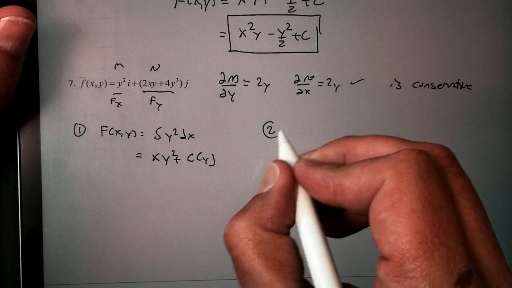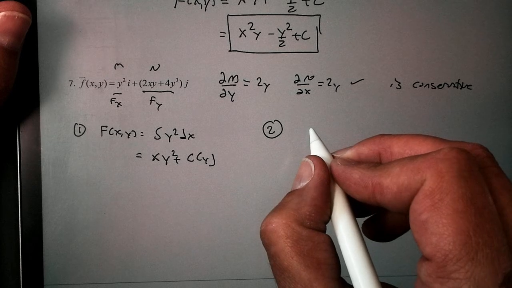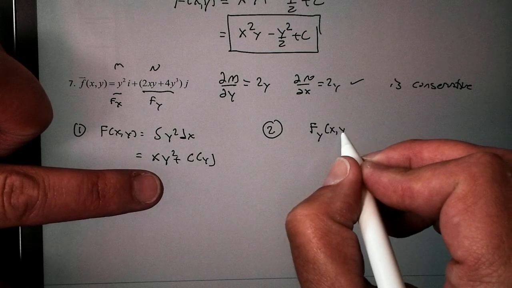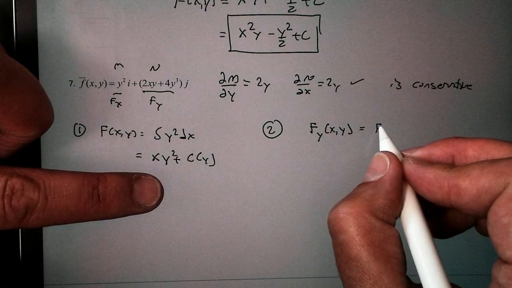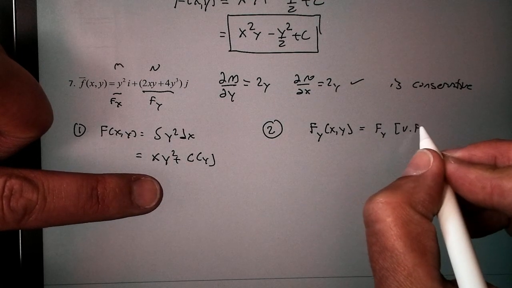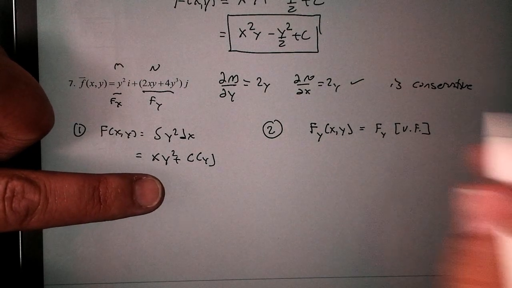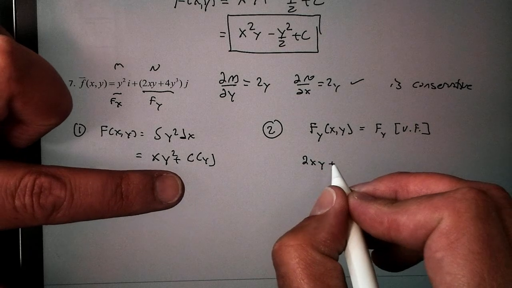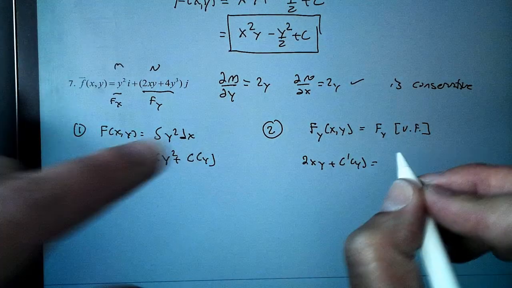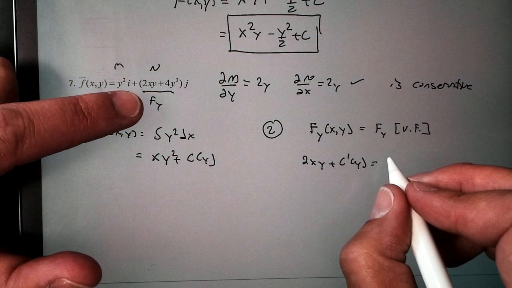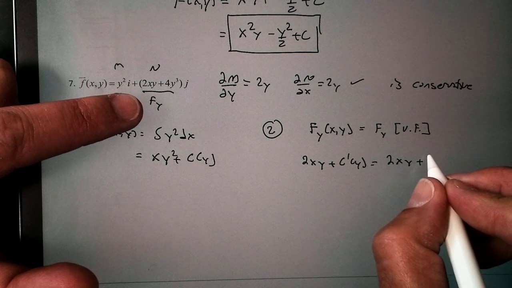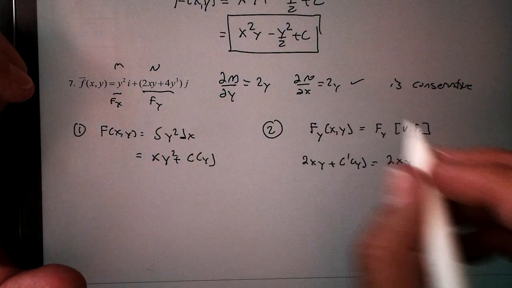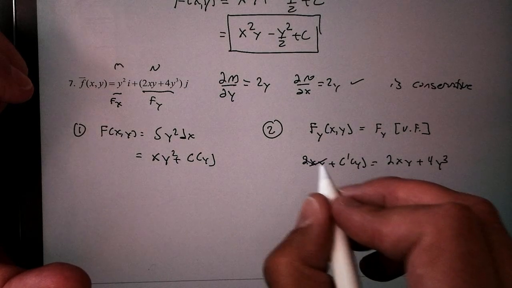So next, step two, well, what does this tell me? Well, that the derivative of my function, the partial with respect to y, has to equal the derivative of y from the vector field. So in other words, when I take that derivative here, this becomes 2xy plus c prime of y. That's going to equal my f y from my vector field, 2xy plus 4y cubed. And again, these better cancel out, otherwise you messed up.